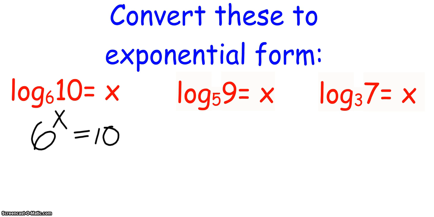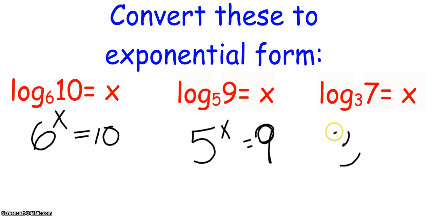All right, next one, same style, different numbers. So base of the log becomes base of the exponent: 5 to the x equals 9. There we go. One more. Same thing. Let's just go real quick. 3 to the x equals 7. If you have any questions on those, go back and watch those again.